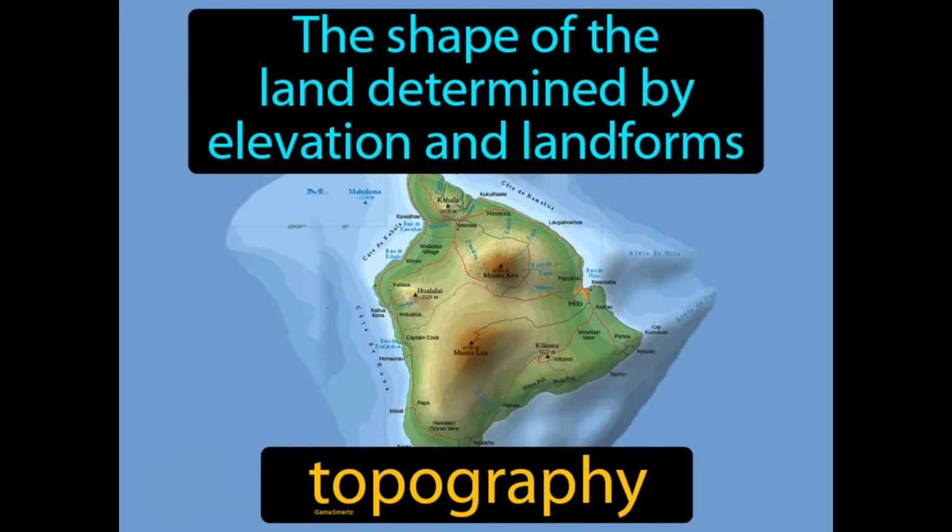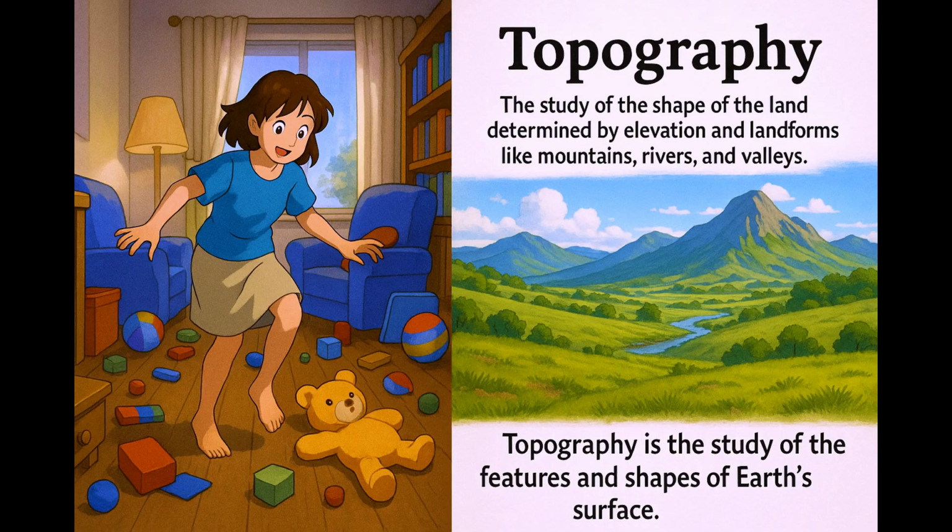The study of the shape of the land determined by elevation and landforms like mountains, rivers, and valleys. Topography. Topography is the study of the features and shapes of Earth's surface. Imagine trying to navigate your way through a cluttered room in the dark, where you have to step over toys, dodge furniture, and find your path without bumping into anything.